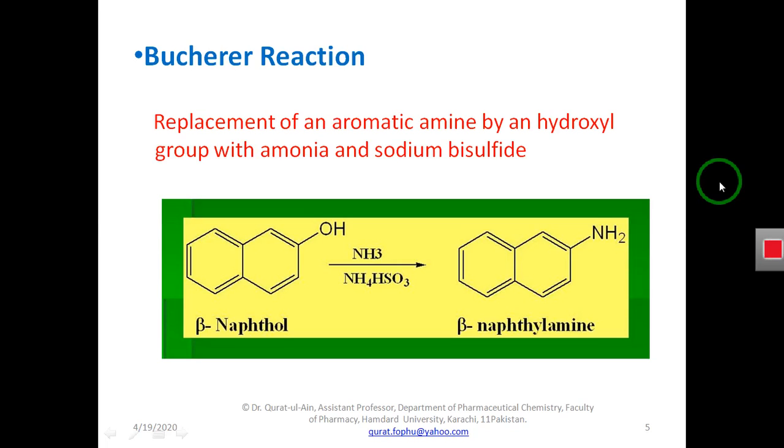So moving towards the next reaction, that is the Bucherer reaction for the synthesis of phenol. In this reaction, a naphthol replaces its hydroxyl group by an amino group and synthesizes naphthylamine in the presence of bisulfite.